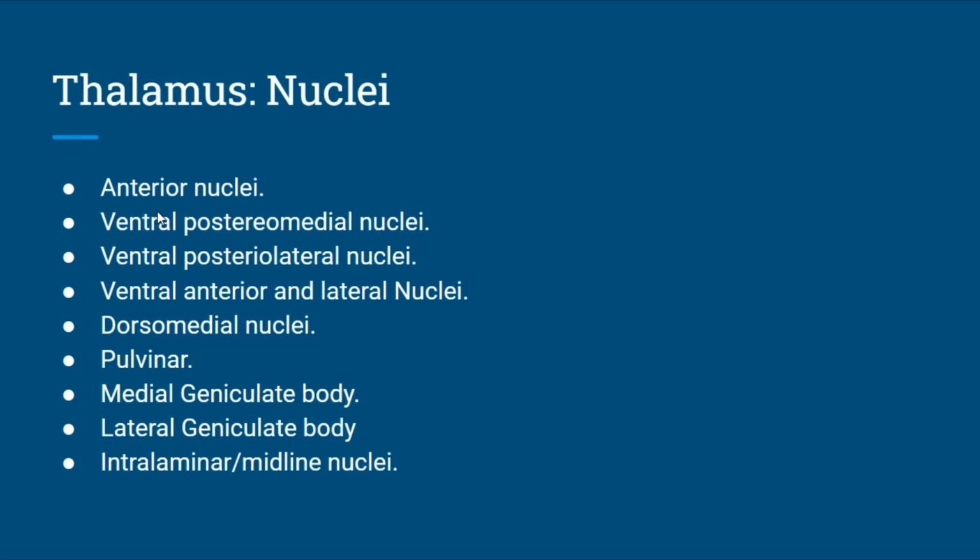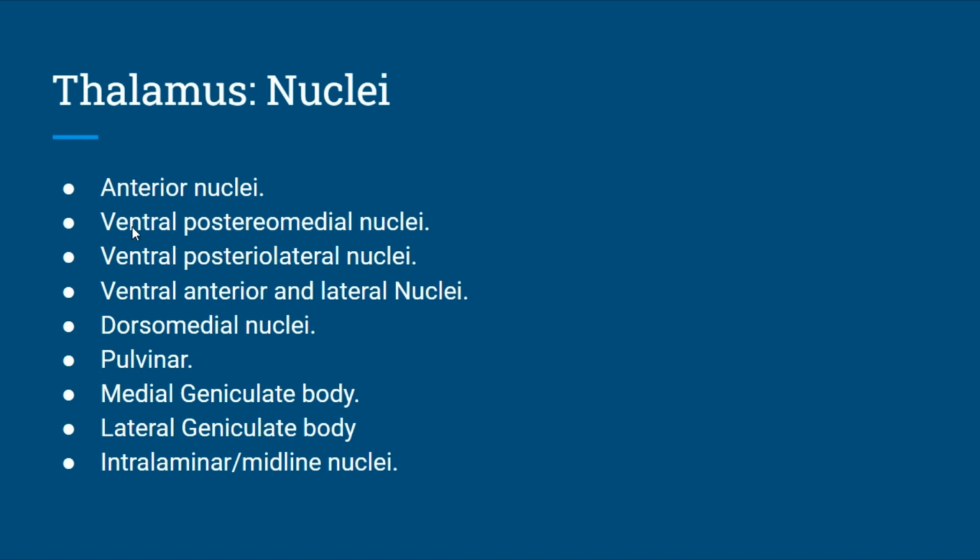We have the anterior nuclei. Now in neuroanatomy, not only is there anterior, posterior, inferior, superior, we also have ventral aspects, dorsal aspects, and of course medial and lateral aspects. So here we have the anterior nuclei. The ventral side has three nuclei: posterior medial, posterior lateral, and the ventral anterior and lateral nuclei.